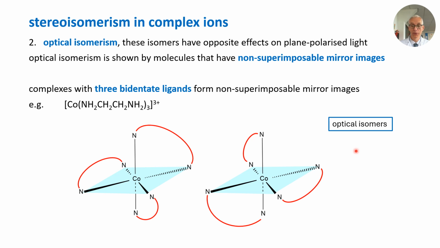They are optical isomers. That is, if you try and pick up this molecule and place it on top of this molecule, you'll see that the orientation of the ligands is different. You cannot get an exact match. Rotation will not allow you to do that. So these are non-superimposable mirror images, and therefore they have opposite effects on plane polarized light. They are optical isomers.